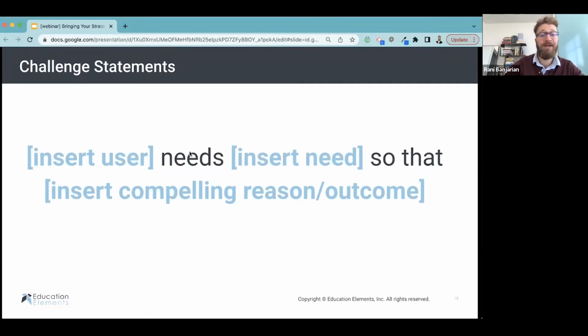High school staff need differentiated professional development so that insert a compelling reason or an outcome. For example, in this case, it could be so that they extend their practice in the way that they see fit. And so you go through and you think about all of the trends that have come out from the stakeholder surveys and the stakeholder engagement and talking to all of these different constituent groups, and you begin to articulate these challenge statements.